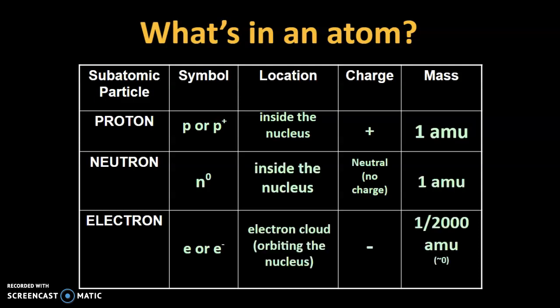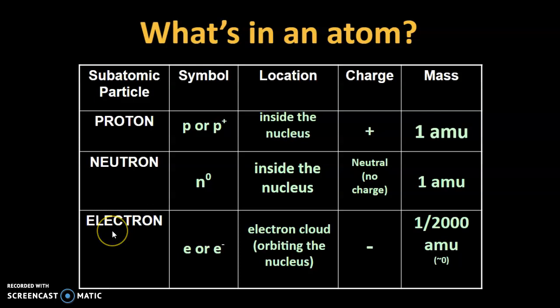So when we look at protons, the symbol that you're going to see is a P or a P plus. The plus right here again signifies the charge. Where is it located? It's going to be inside the nucleus. And you don't need to know this AMU yet, but just know that a proton is equal to 1 atomic mass unit. It's pretty big. Neutrons, about the same size as protons, but they don't have a charge. Neutral, neutron. Proton, positive. Neutron, so you'll see them as N0, and again, they're also inside the nucleus.